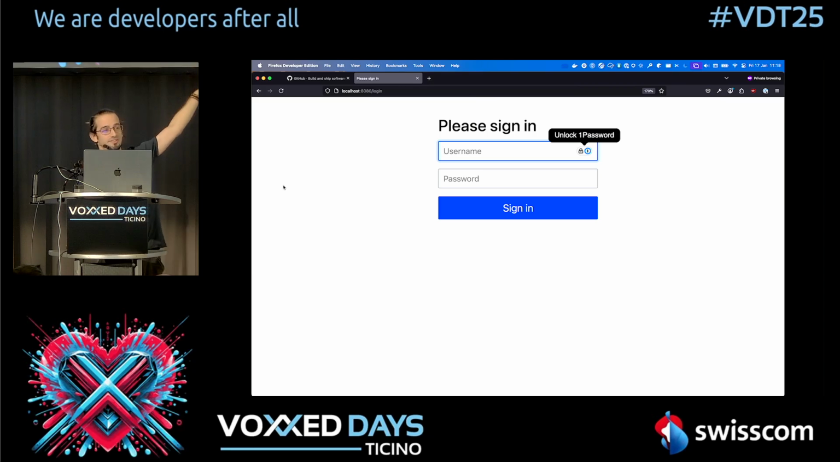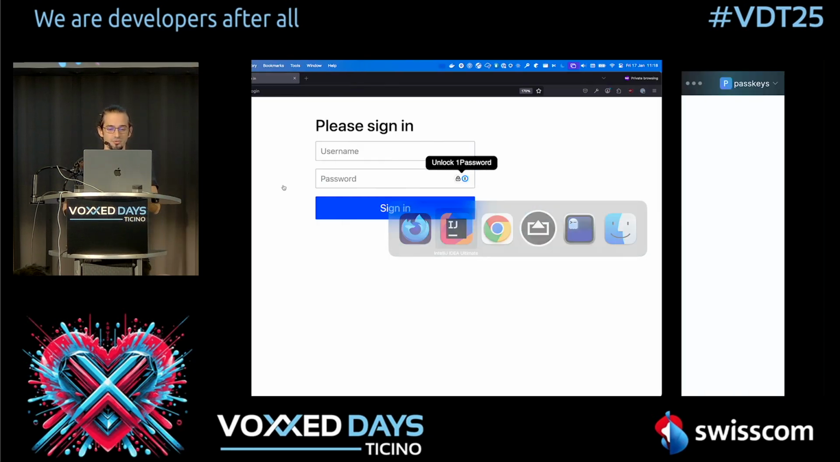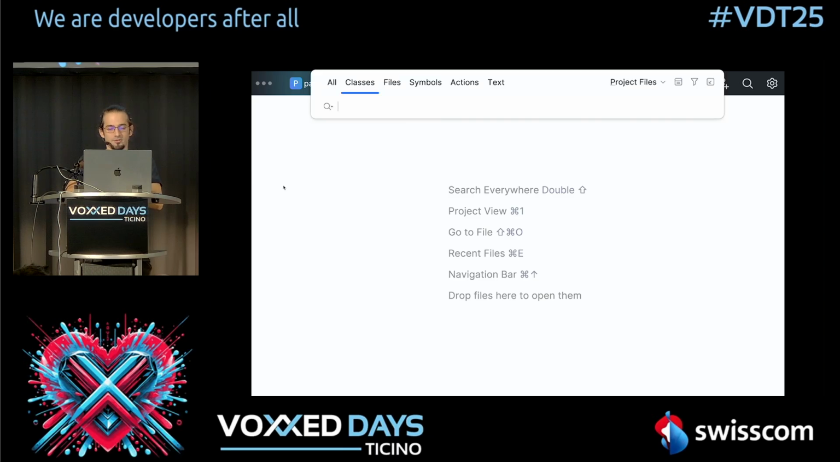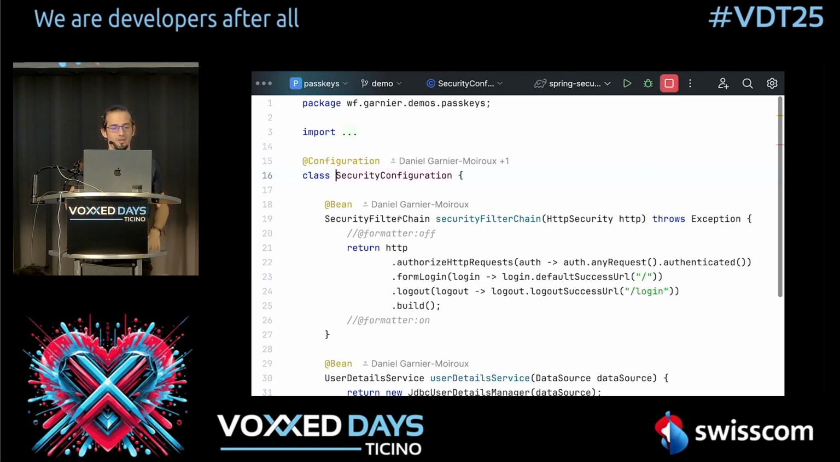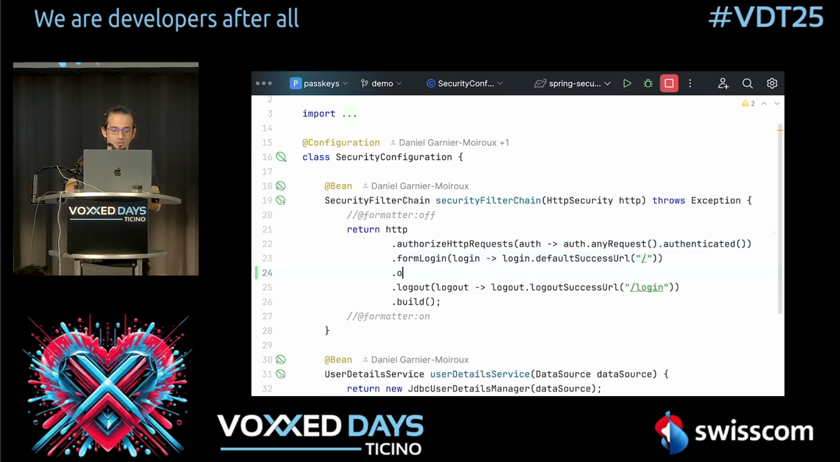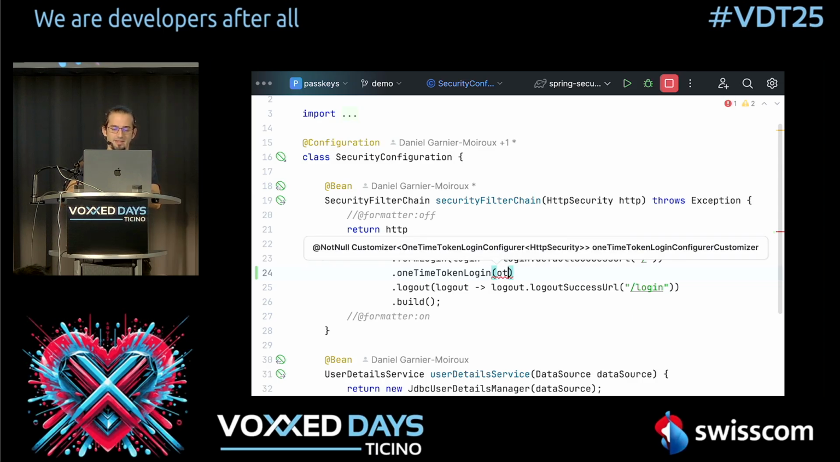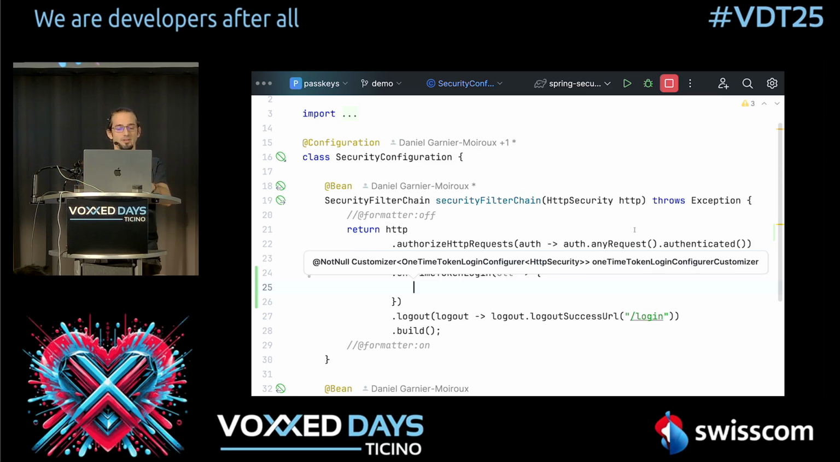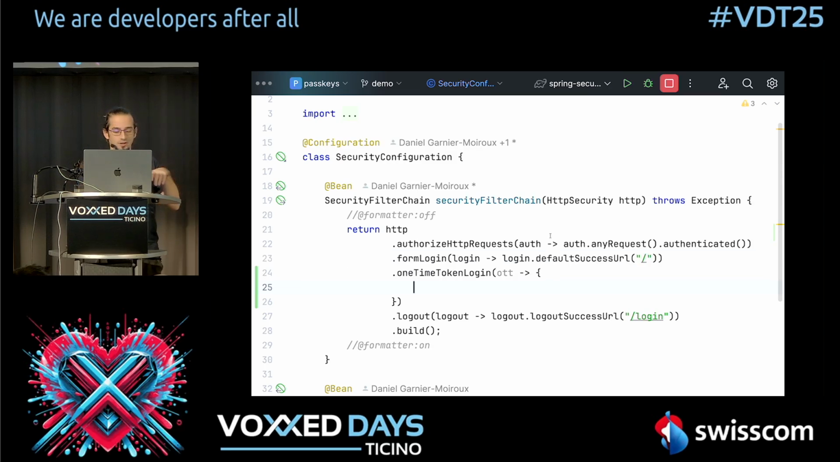So if you want to turn this into something that you can log in without a password, the first thing you can do is enable this email flow. In Spring Security, we have this security configuration where you say, I want this to be public, private, and so on, and I want to enable login with a form, a username and password. Now, for the past 6 months, or a little bit more, we've had one-time token login. So Spring Security is able to generate a one-time token when you try to log in.